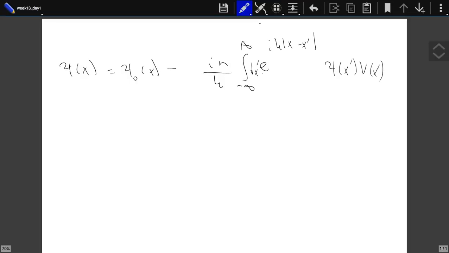Okay, so in the remaining time, what I would like to discuss is the applications of quantum mechanics to condensed matter physics, and in particular, the band structure.